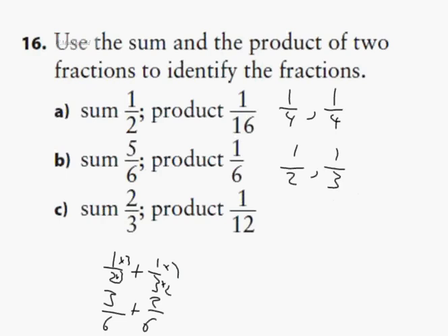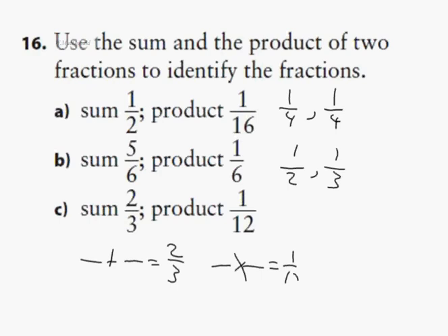And the final one, sum is 2/3, so what fraction plus what fraction equals 2/3, and what fraction times what fraction equals 1/12. All right, what are our possibilities for multiplication? Which ones? 2/3. That's a weird one. All right, let's try it. Is it possible that 2/3 plus 1/8 is going to equal 2/3? No, so it's impossible. That's a silly answer.